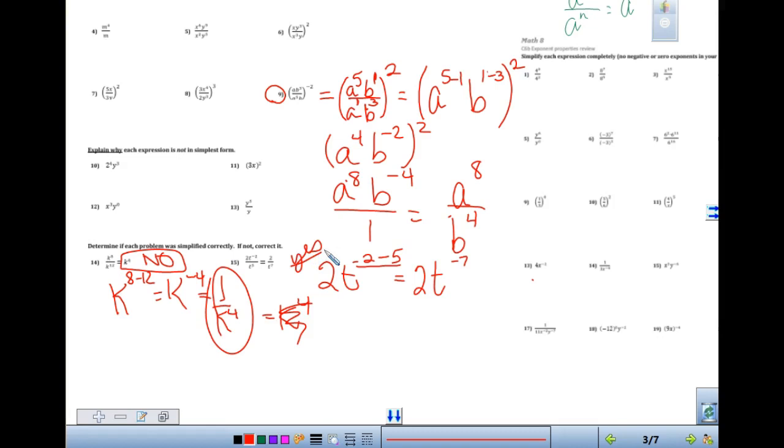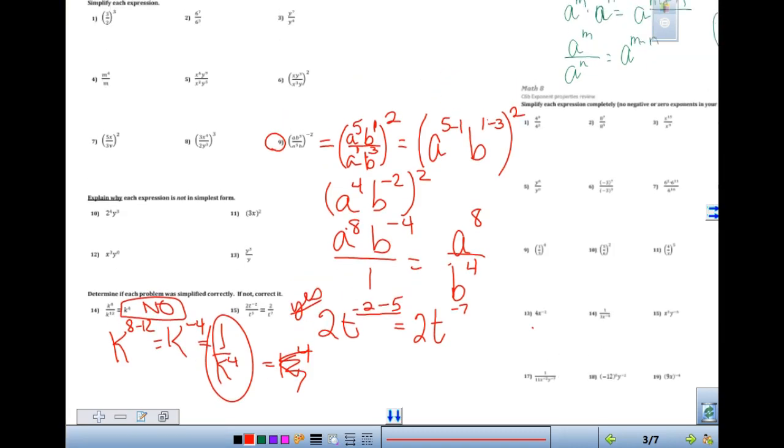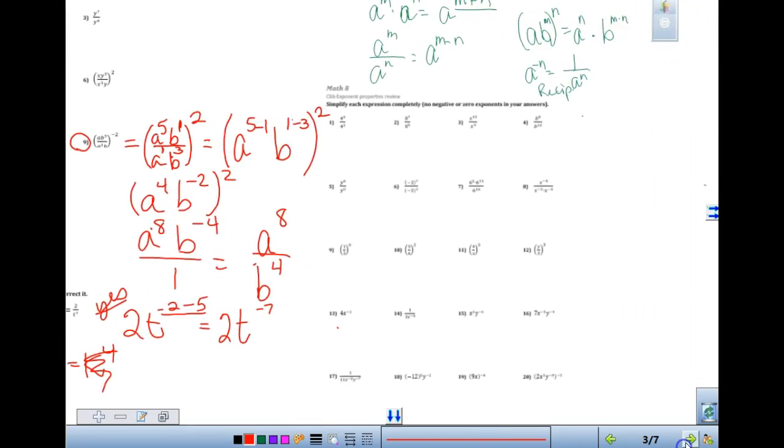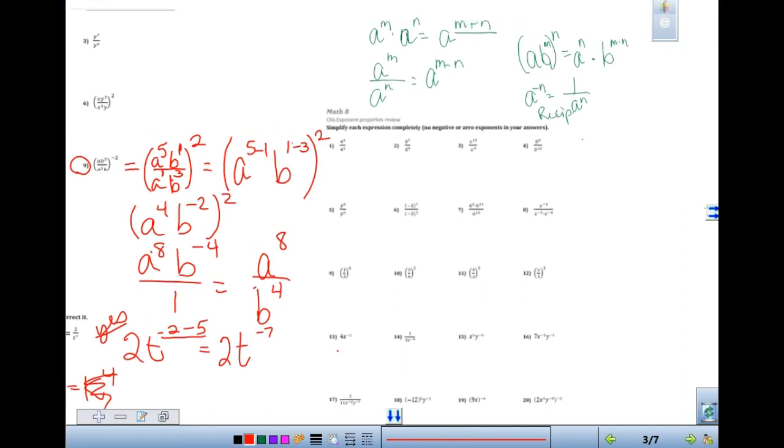Question 6. I think instead of looking at question 6, I would like you to turn to 6b, and if you still have questions on that, I will answer it. But on the top of 6b, I need you to put these rules. a to the m times a to the n equals. Put that on the top of 6b worksheet.